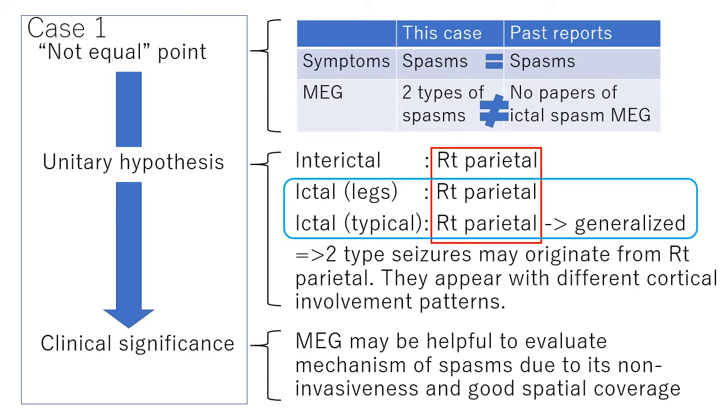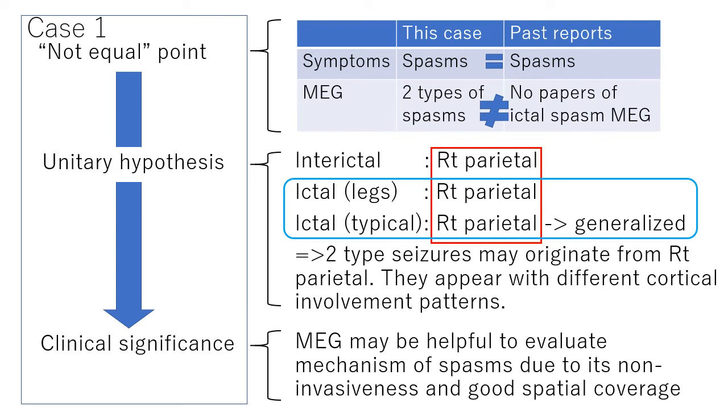At the unitary hypothesis, I hypothesized that right parietal area was primary source. Different seizure types could be explained with the presence or absence of propagation. In this case, unitary hypothesis is two types of seizures may originate from right parietal, appear with different cortical involvement pattern.